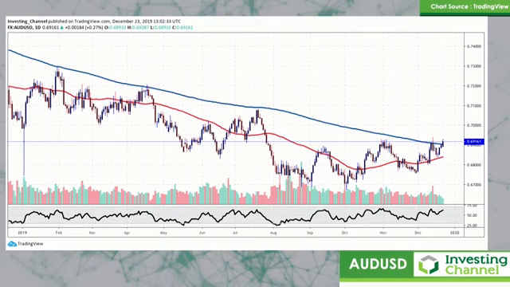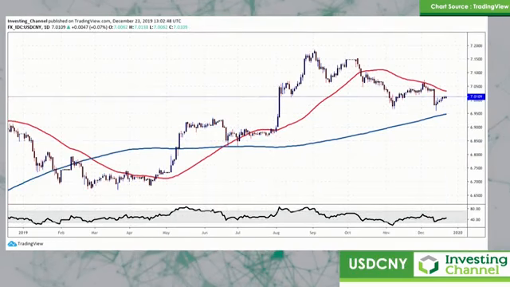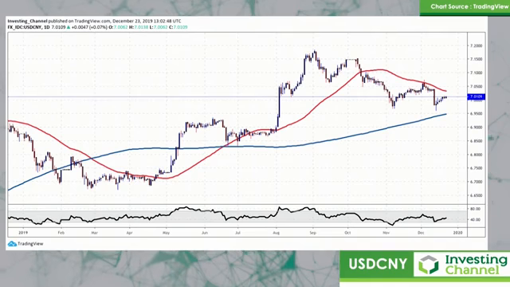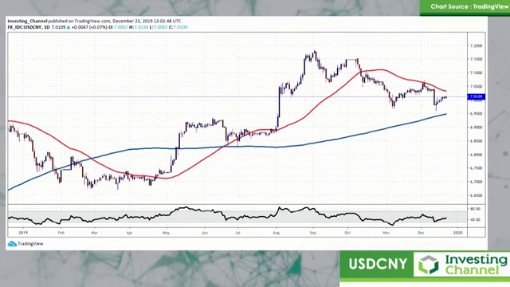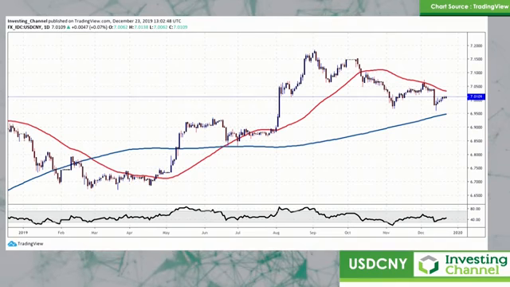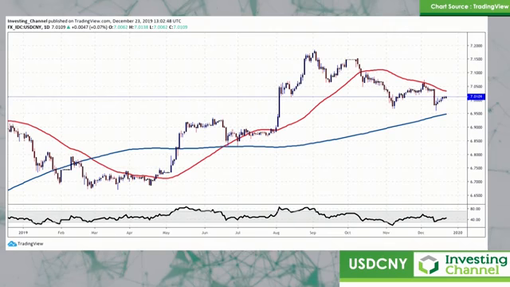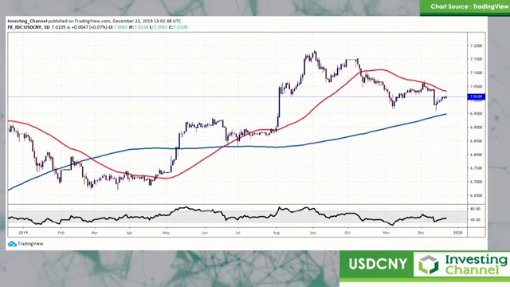Let's move on to the Chinese yuan. We've got a series of lower highs and lower lows. Obviously, these trade wars don't appear to be going away anytime soon. The trend is your friend. Again, you're compacted between the 2 moving averages. It looks toppy to me, but we shall see.